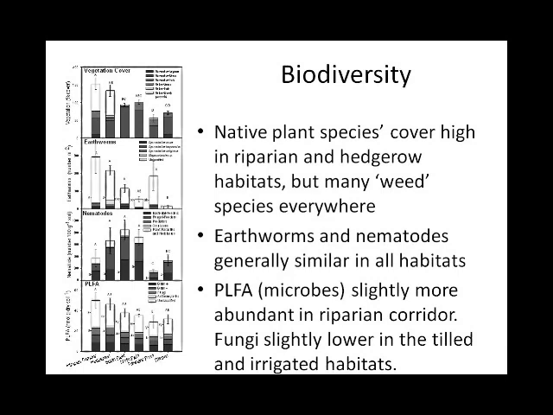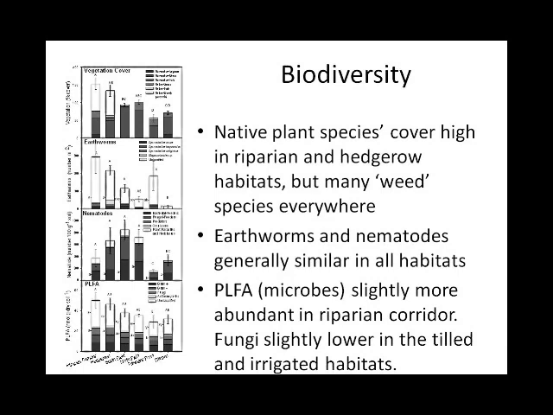The non-native species are the darker type bars, be they legume, grass, or forb species. And what you can see is that there are a lot of non-native species, weedy species essentially, across the entire farm. There are not very many native forbs or grasses in the fields or pond or ditch habitats. So the riparian corridor and hedgerows end up being important places for harboring native plant diversity.